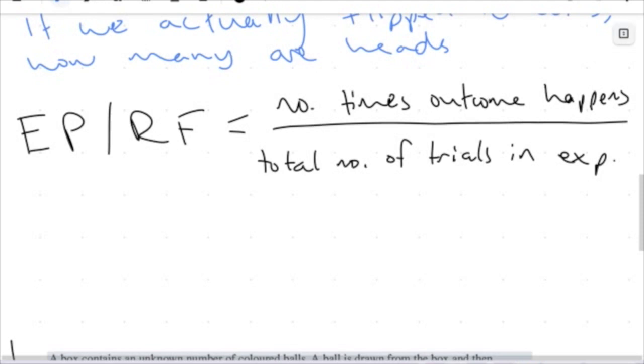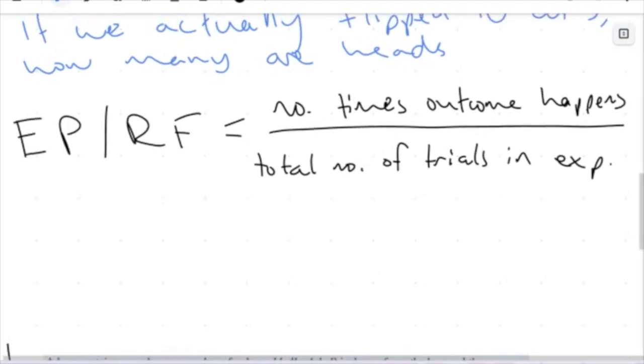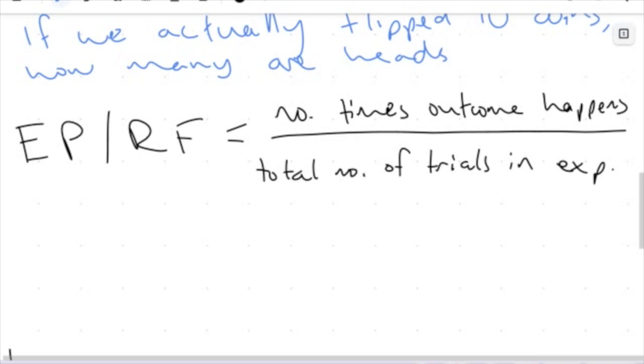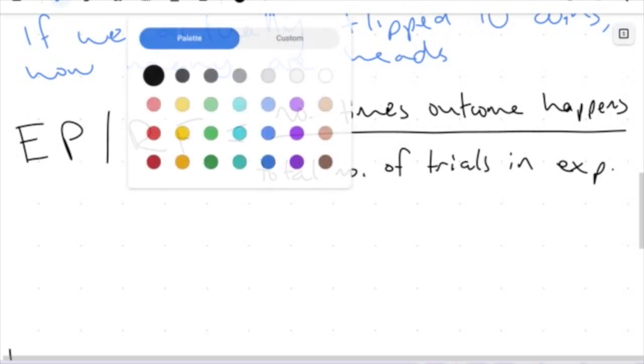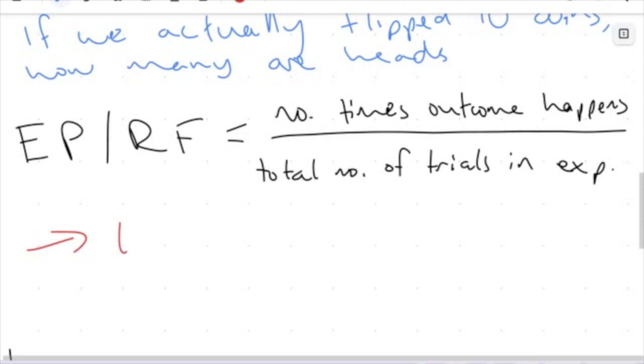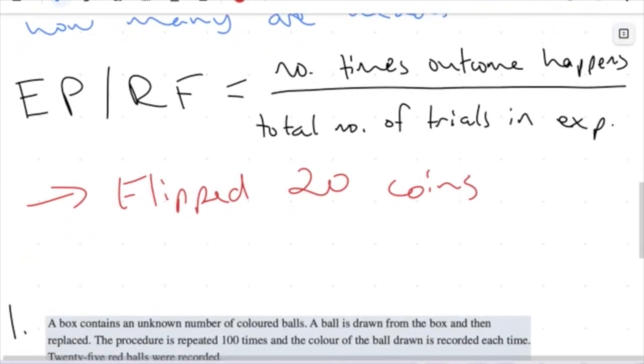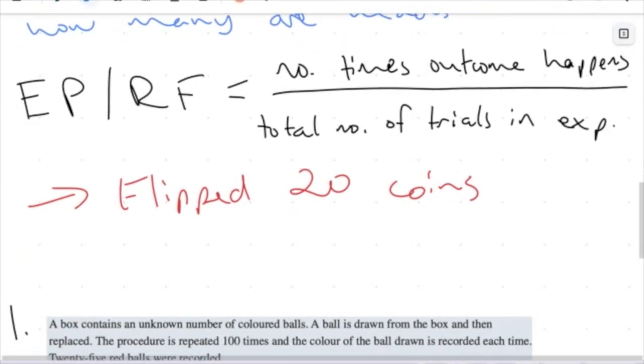Now, experimental probability, therefore, takes into account the act of doing. So let's say we ran an experiment where we flipped 20 coins. Now, the total amount of coins we flipped is going to go in the denominator. This is the total number of trials. This thing flipping the 20 coins, we have 20 trials of this experiment. That's going to go on the denominator.